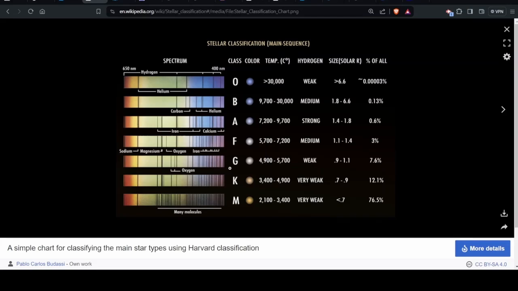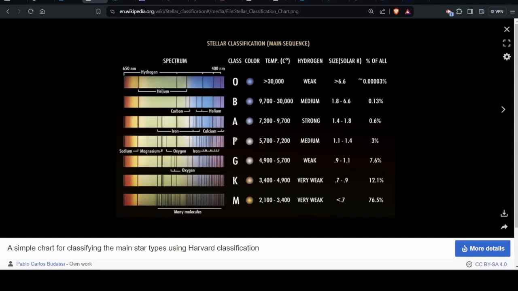So here we are with our G star. Temperature 4,900 to 5,700 Kelvin. About 7.6% of all known stars are G-type stars. The color range is kind of this yellow, whitish color, just mid-range, an average, medium kind of star.